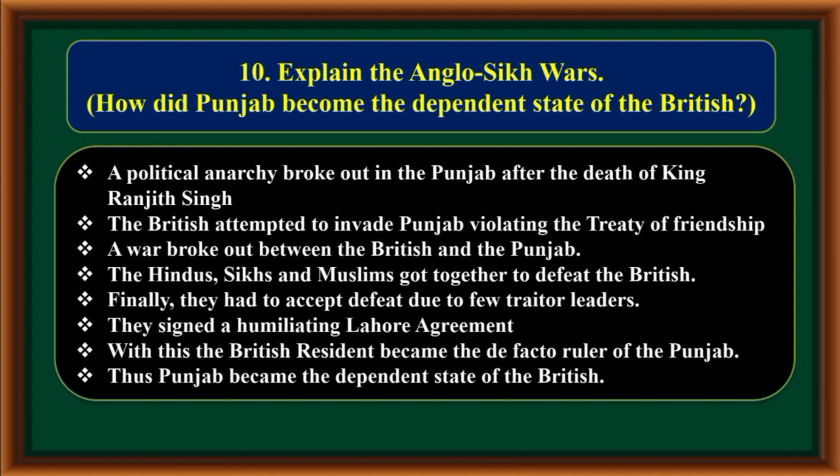The Hindus, Sikhs, and Muslims got together to defeat the British. Finally, they had to accept defeat due to a few traitor leaders. They signed a humiliating Lahore Agreement. With this, the British resident became the de facto ruler of the Punjab. Thus, Punjab became the dependent state of the British.